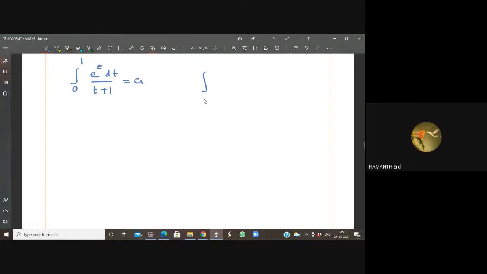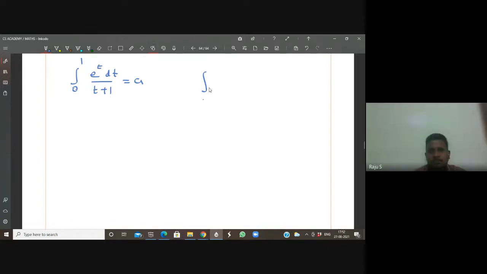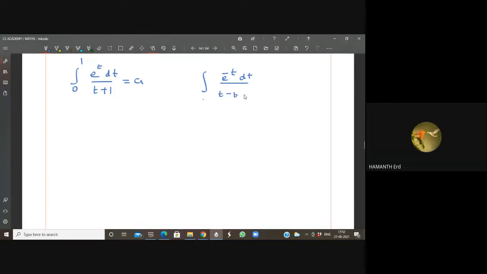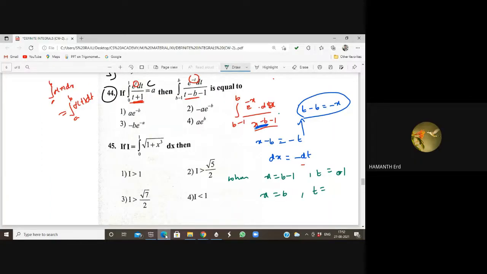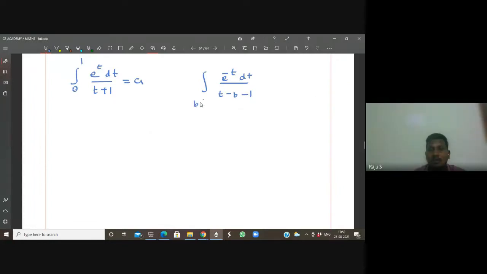Integral of e power minus t dt by t minus b plus 1, from limits b minus 1 to b. You can call them the lower limit and the upper limit.